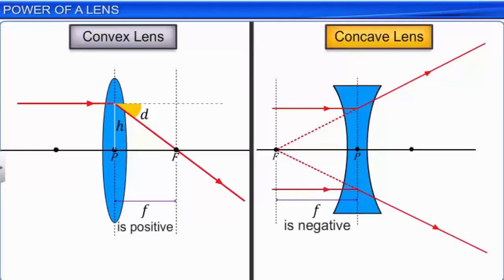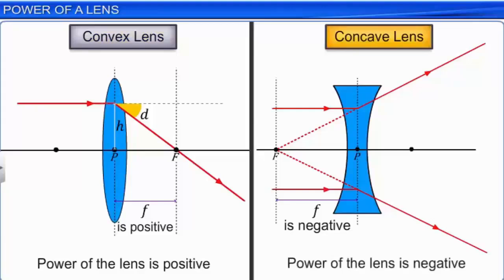Note that the focal length and hence the optical power of a lens depends on the medium in which the lens is placed. For example, a converging lens in air with focal length equal to 20 cm is made of glass of refractive index 3 by 2. Let us find its optical power when placed in water of refractive index 4 by 3.